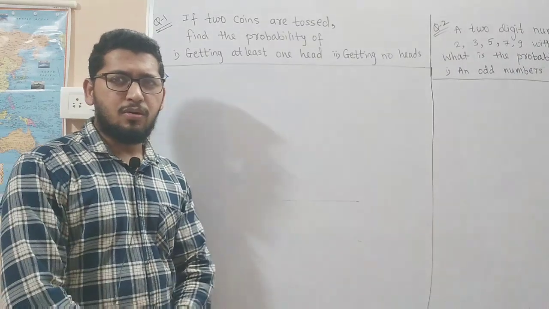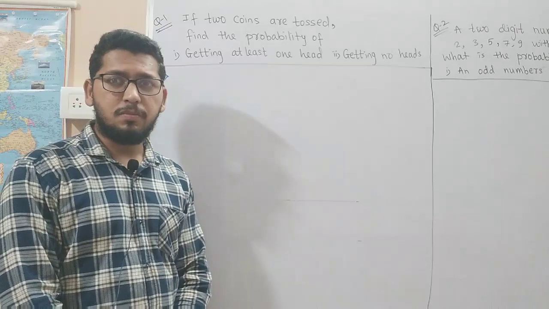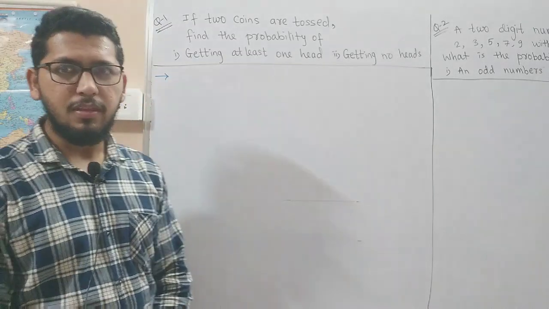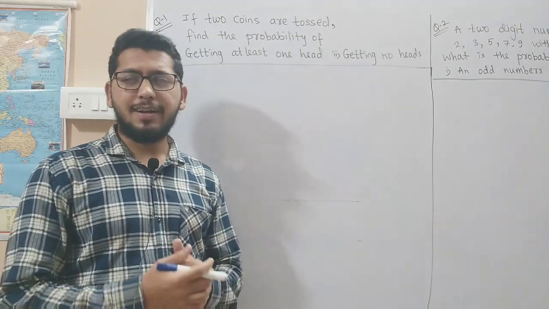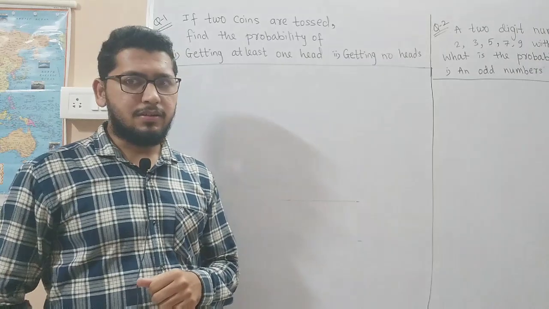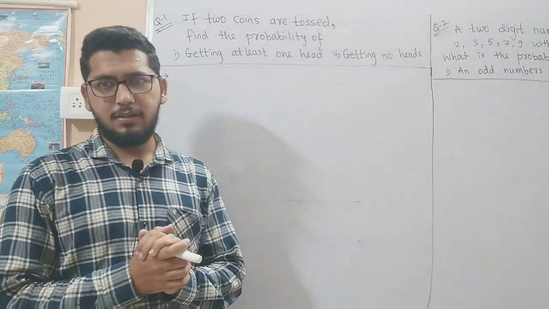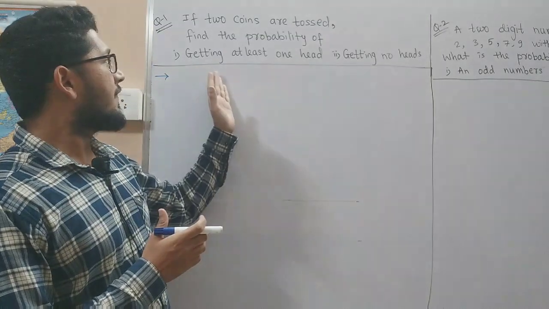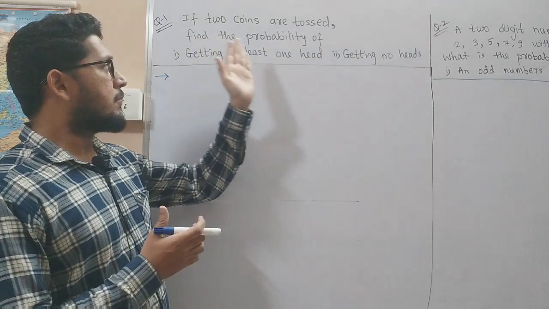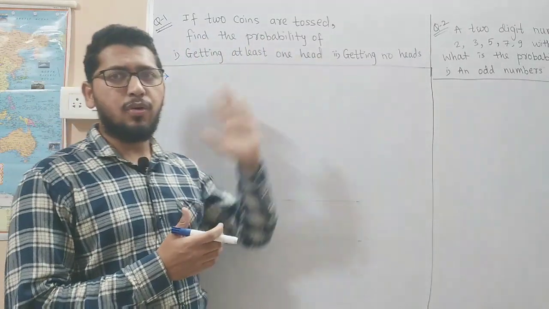Students, so today we are going to start the fourth practice set of the probability, that is practice set 5.4. So we have completed the practice set 5.3 in the last lecture, and today we will see how to check and how to find the probability. So here the question, it is given that if two coins are tossed, find the probability of getting at least one head, second getting no heads.